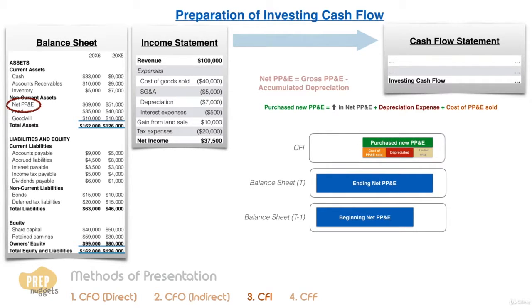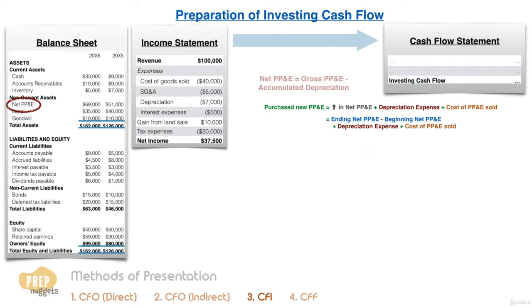This works out to be the ending net PP&E minus the beginning net PP&E plus the depreciation expense plus the PP&E sold. Plugging in the figures, the purchased new PP&E for the year is $25,000. We assume all the payments are made using cash. Since the amount is positive, cash is paid to make the purchases. As such, it is a cash outflow of $25,000.